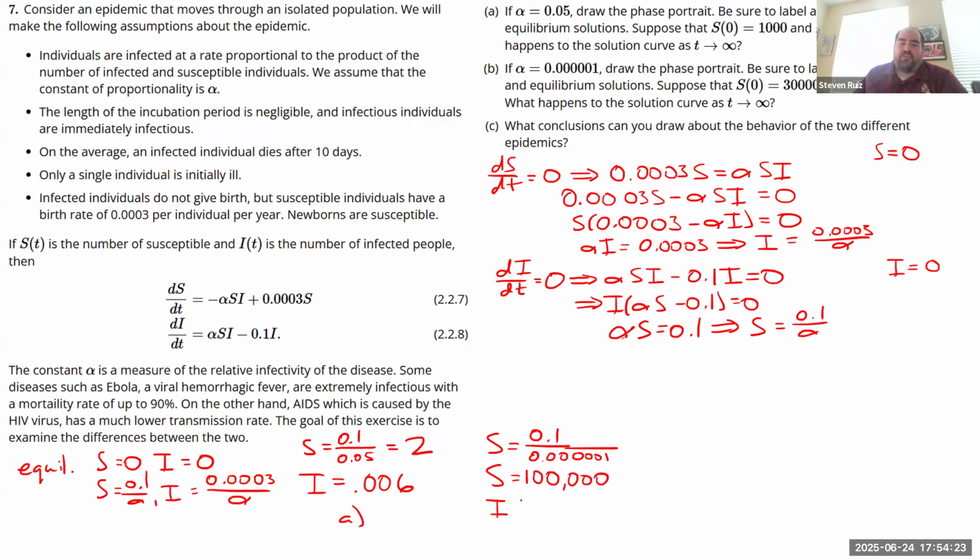And I equals 0.0003 divided by 0.00001, 300. So pretty different equilibrium conditions. This is part B. So even though it's the same equation, we're dialing in a parameter.